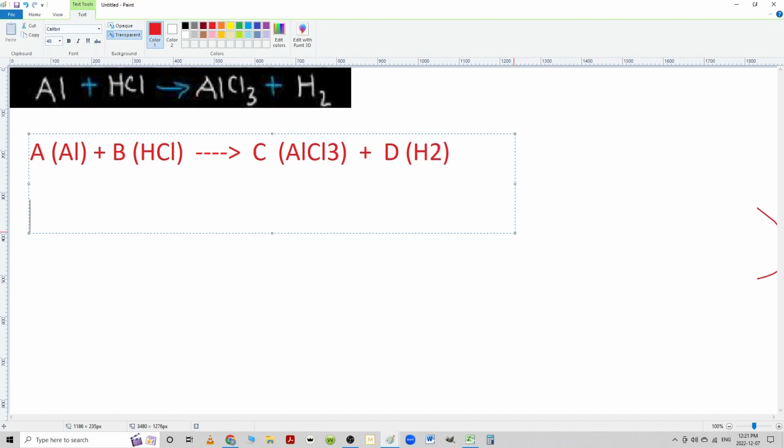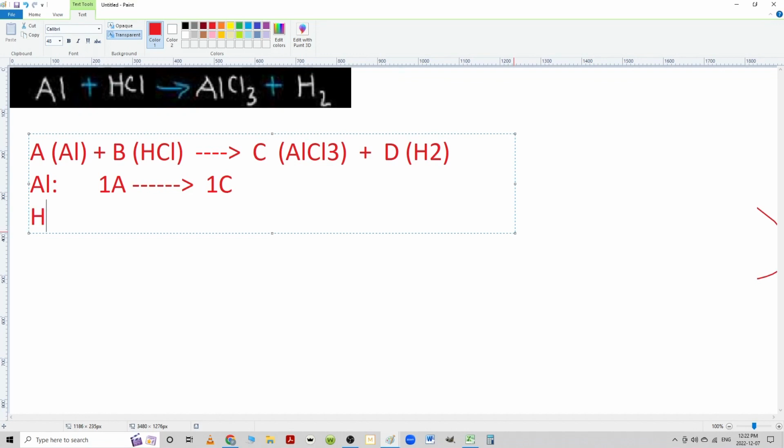I can see on the left side for Al, what do I have on the left side? I just have 1A. And then it's going to be equal, and what is it equal to? How many Al's on the right side? I just see 1C, because there's 1 Al in the AlCl3 component with that C.